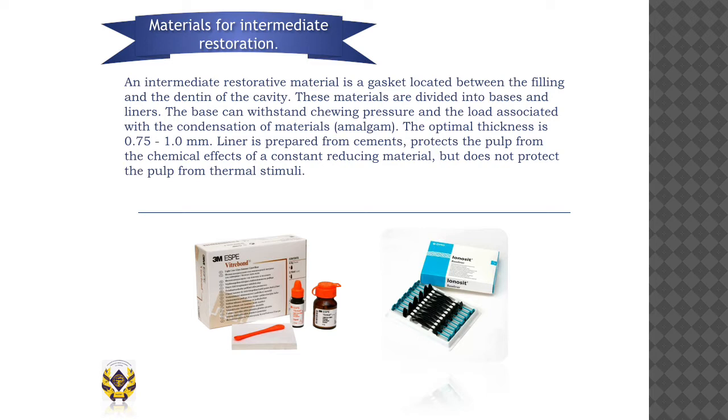Materials for intermediate restoration. An intermediate restorative material is a gasket located between the filling and the dentin of the cavity. These materials are divided into bases and liners. The base can withstand chewing pressure and the load associated with the condensation of materials. The optimal thickness is 0.75 to 1 mm. Liner is prepared for cements, protects the pulp from the chemical effects of a constant reducing material, but does not protect the pulp from thermal stimuli.